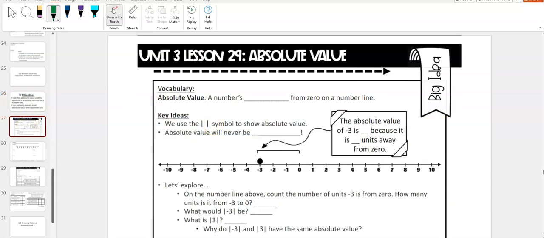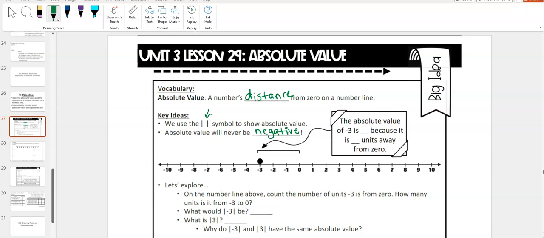Okay. We are reviewing right now just what an absolute value is in general. An absolute value is a number's distance from 0 on a number line. Write these down. We're using these absolute value symbols right here. They look like two parallel lines to show absolute value. And absolute value will never be negative. Absolute value will always be positive.